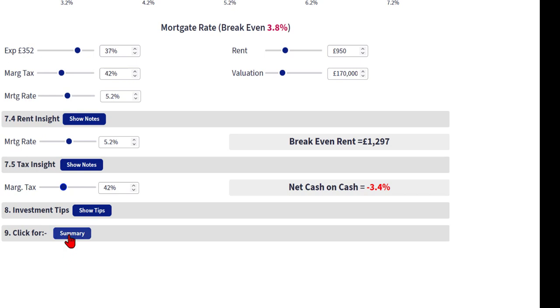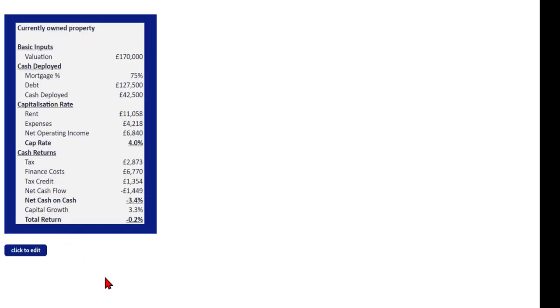Finally, by clicking on Summary, we can see all the key statistics, and focusing at the very bottom, total return minus 0.2%. This does not seem like a good property to be holding once it has to be refinanced.